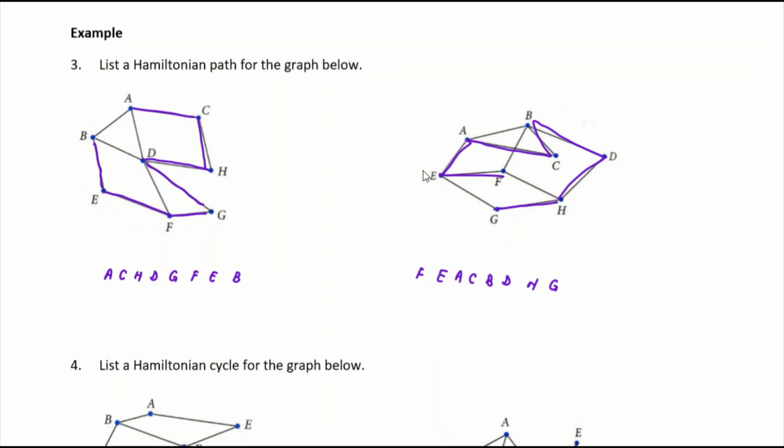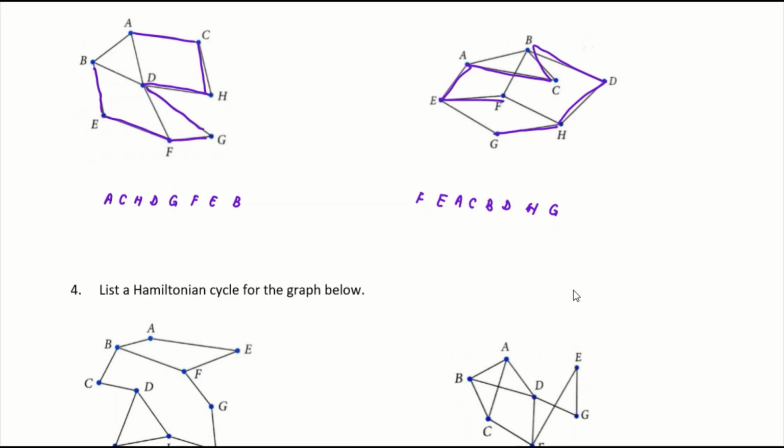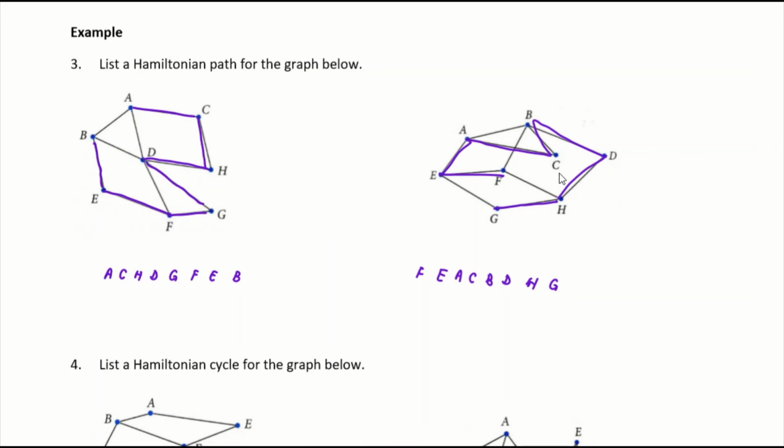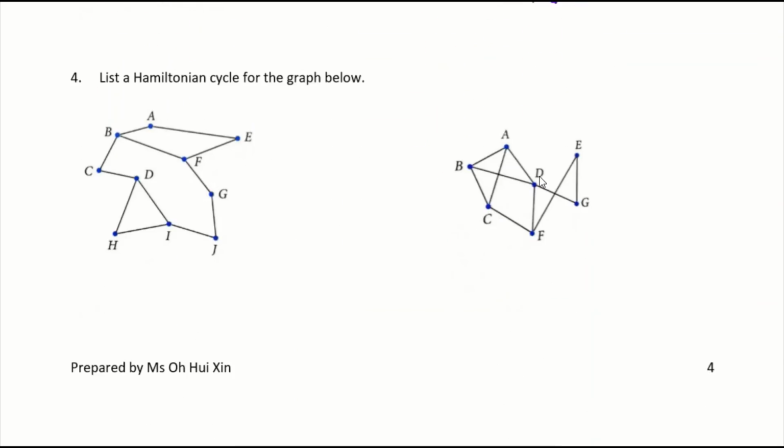Okay, so again, 1, 2, 3, 4, 5, 6, 7, 8. And you try to check through all the alphabet. Do you have any repeat? No. So that's why it's correct. Okay, so that's the idea. Now again, you can have all the different kinds of answers. Just make sure that you do not repeat any vertex and you start and end at different vertices. That's it.